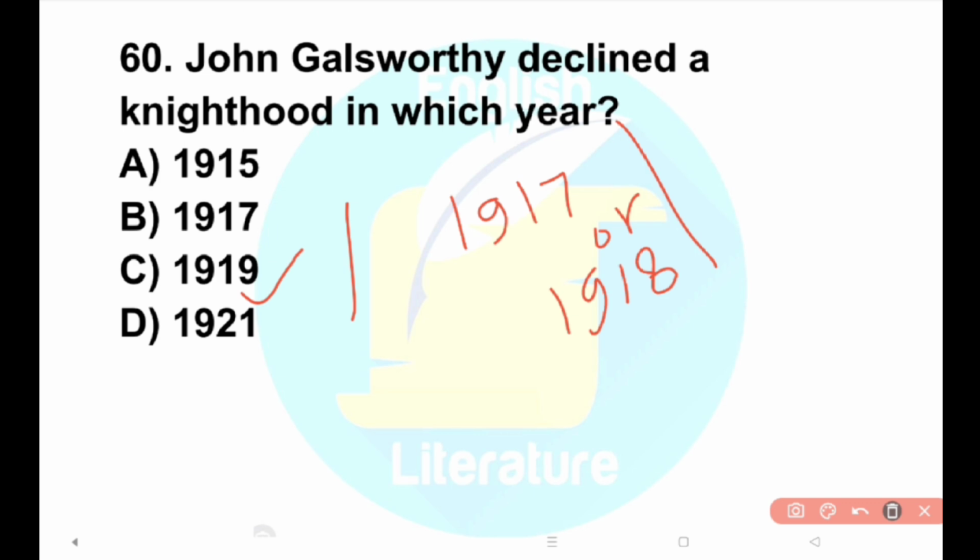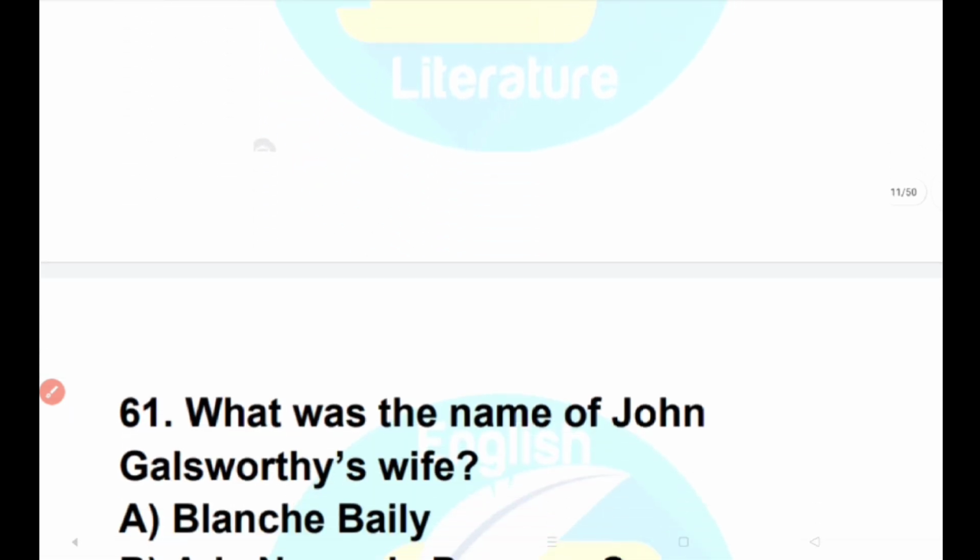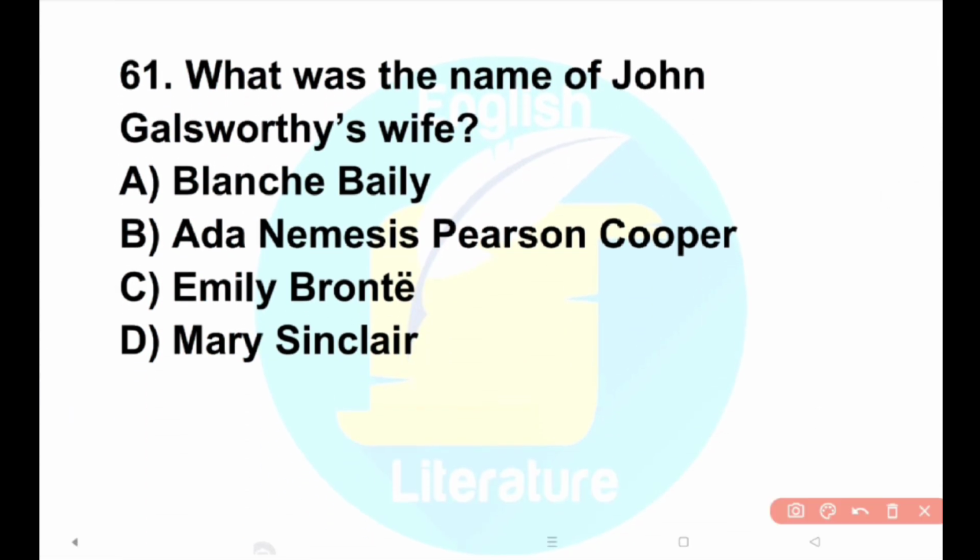Next, what was the name of John Galsworthy's wife? Option B, Ada Nemesis Pearson Cooper. John Galsworthy married Ada in 1905 after a long affair that began in 1895, almost 10 years.